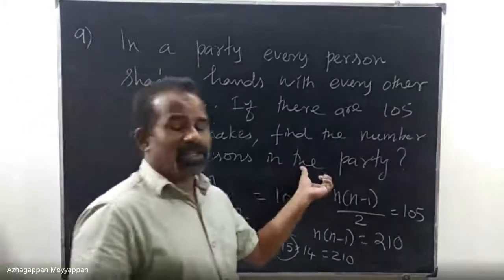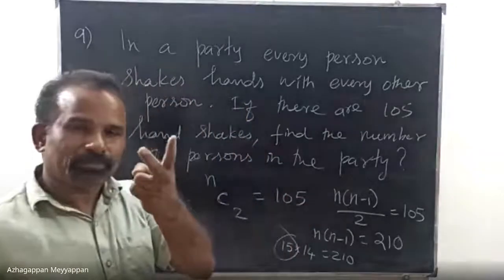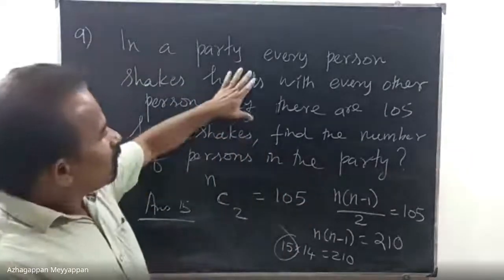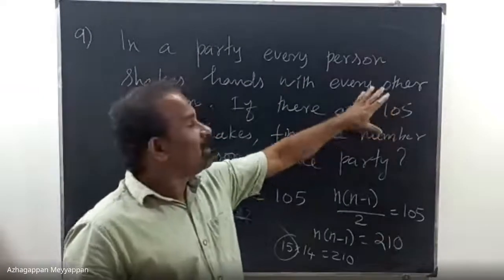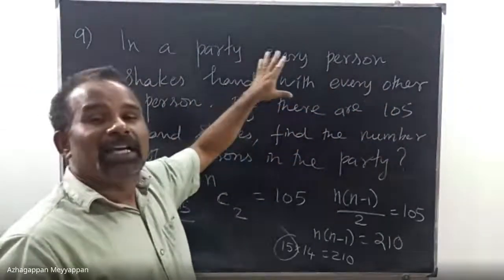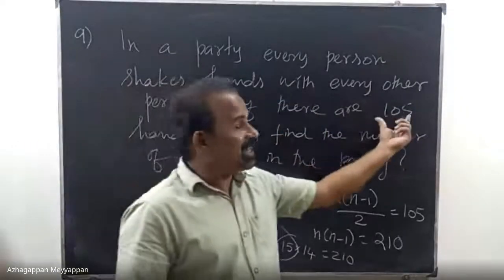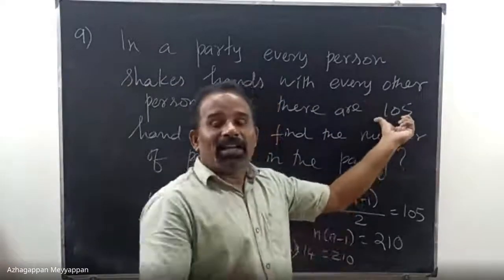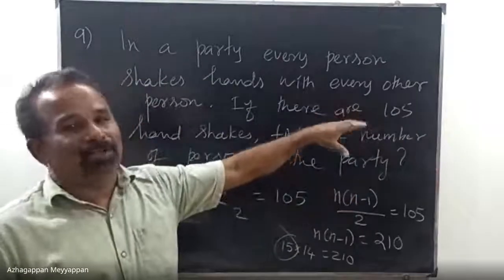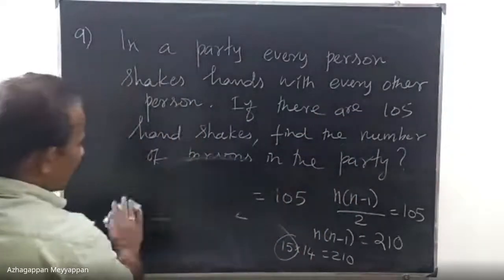The question may be asked in two different ways. The first way is how many handshakes will take place. The other question is, this many handshakes have taken place, what will be the number of persons?